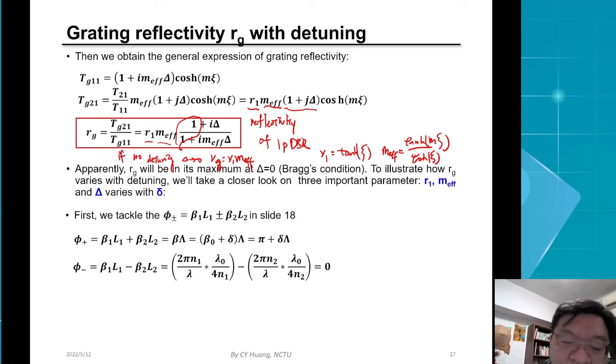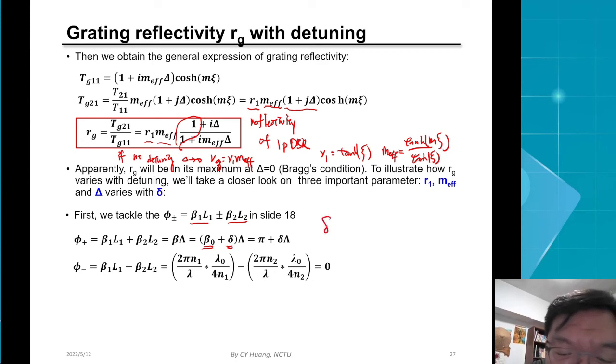All right. So to tackle that, we will start with the phase phi plus minus for the arbitrary scenario, which will be beta 1 L1 and beta 2 L2. Since now the wavelength isn't the exact Bragg wavelength, the beta 1 can be written as the exact wavelength with detuning.